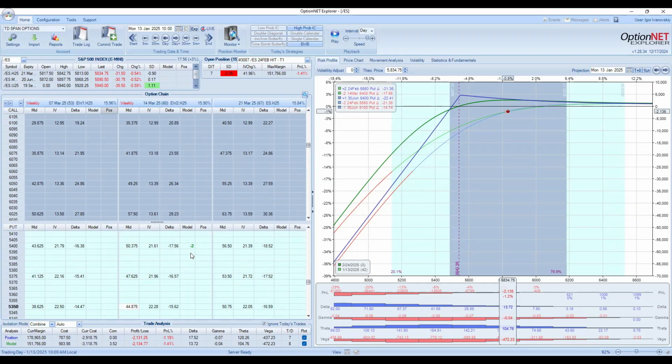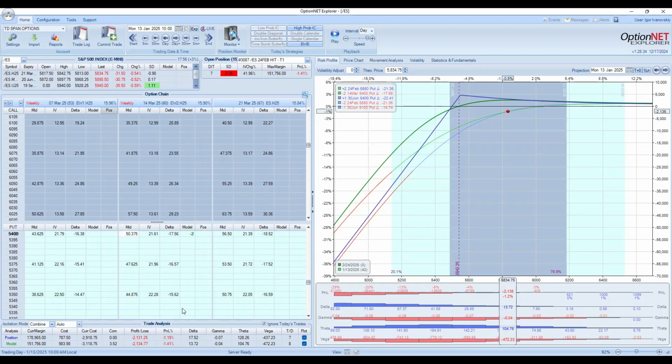Adding size aggressively is not my favorite, right? So maybe that's not the best option. Maybe the option is if I was to roll these 5,400 puts down and I have to pay a debit, guess who's going to pay for that debit? Yes, the put debit spreads, right? That's the insurance. That's the hedge.